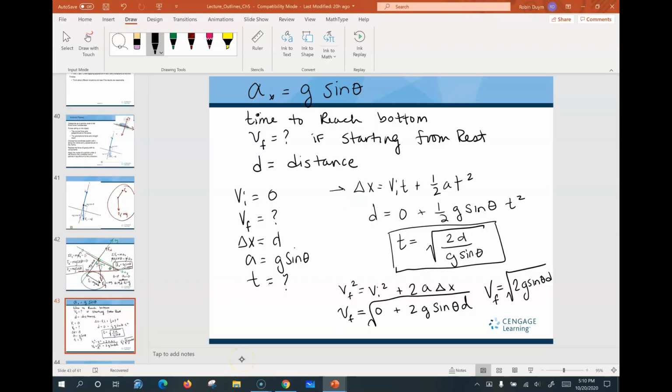Okay, so check it out. We just picked out an equation that will lead us to time, and we end up with the square root of 2 times the distance it travels divided by the acceleration, g sine theta. And then the final velocity is the square root of 2 g sine theta d. What you want to look at is that, again, mass does not matter. It's only dependent upon the angle, the acceleration due to gravity, and how far it's accelerating, so the length of the ramp. All right, great. Check in on the next example, the next video.